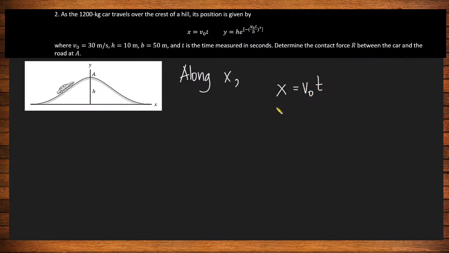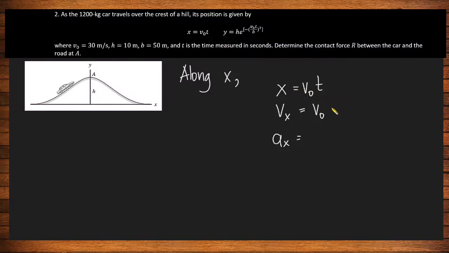So to get the velocity, we will simply take the derivative of this with respect to time. So our velocity along the x direction will be equal to v sub o. Now to get the acceleration, we will simply take the derivative of our velocity along x with respect to time.